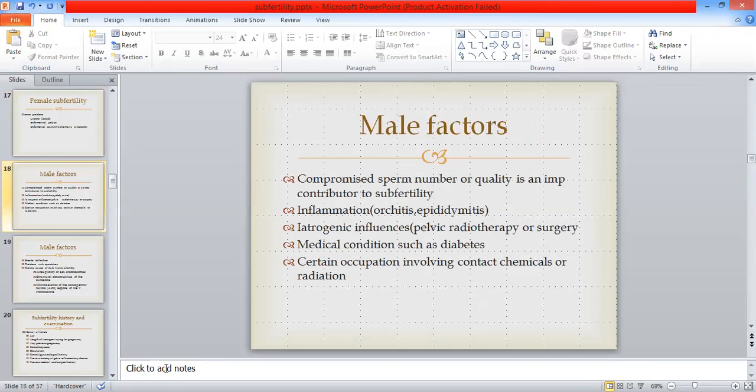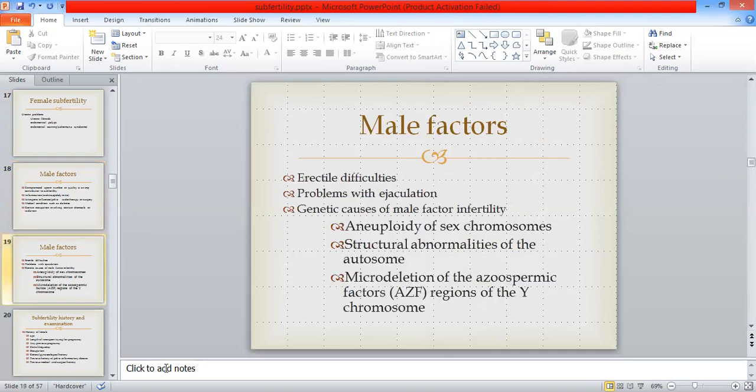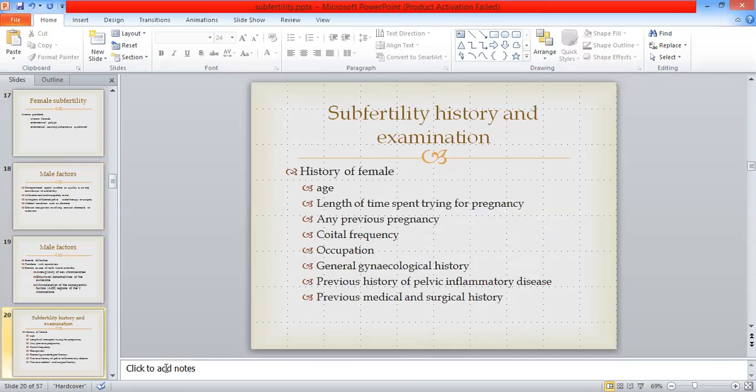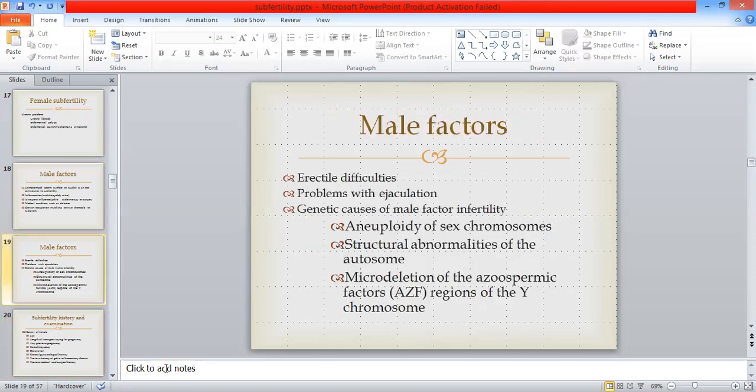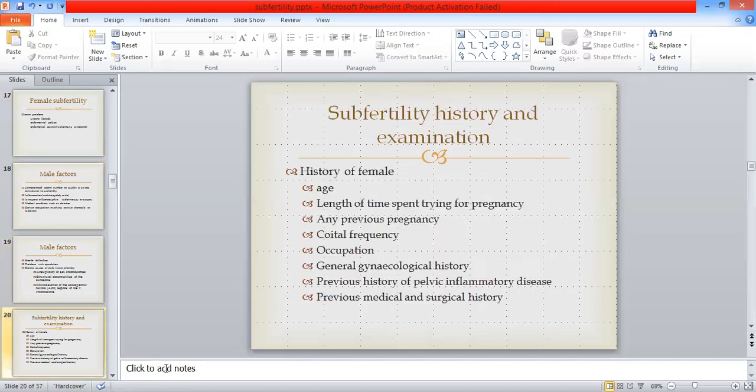Now, male factor: what are the causes of male subfertility? I think the previous lecture was up to this. Now, the next lecture is on history and examination in subfertility.